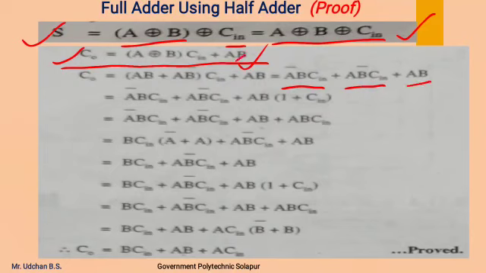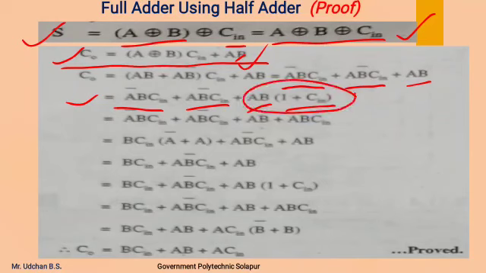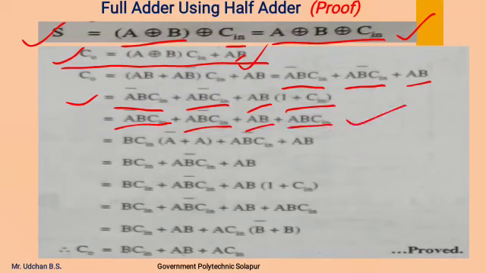Now here, to prove, one adjustment is done in this equation. A bar B C in and A B bar C in are written as they are, and this AB is multiplied with 1 plus C in, as 1 plus C in gives you 1, which will not affect the equation. So now this term is adjusted. Multiplying, we get A bar B C in as it is, A B bar C in, this AB plus AB C in. After multiplication we get this equation.